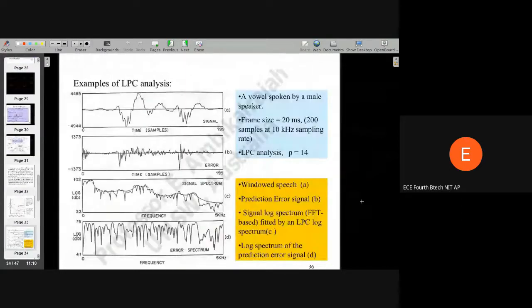Let's see some of the LP analysis results. So this is a frame we have taken. It's a frame size of 20 milliseconds. It's a 10 kilohertz sampling rate, so its maximum frequency, the Nyquist frequency, is 5 kilohertz. This is a digital speech signal with a maximum frequency of 5 kilohertz, and hence 10 kilohertz is the sampling rate.